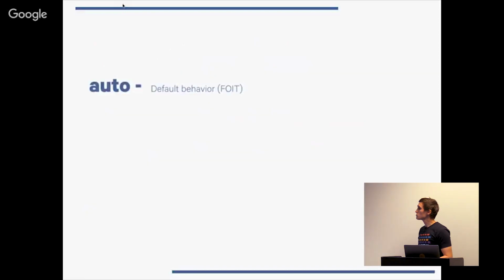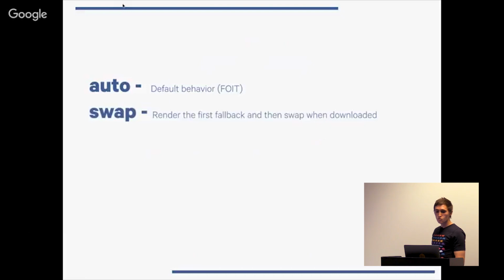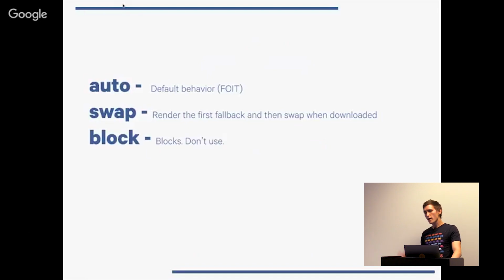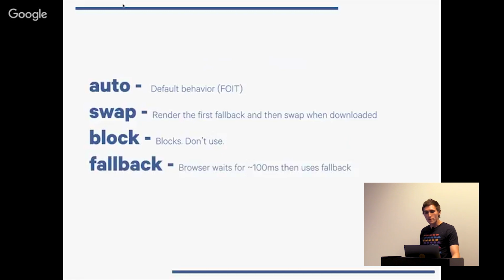And then also, I can use multiple different values. I can use auto, which would just give me the default behavior, which is everything we were doing before. I use swap, where it will render the fallback font first, and then it will swap automatically when it's downloaded. I could use block, which is way worse than auto. It will literally block until it's downloaded, so I never use that one. There's fallback, where the browser is going to wait for about 100 milliseconds, then it uses the fallback. So it kind of waits and says, is this going to be good? No? Okay, let's load the other one.